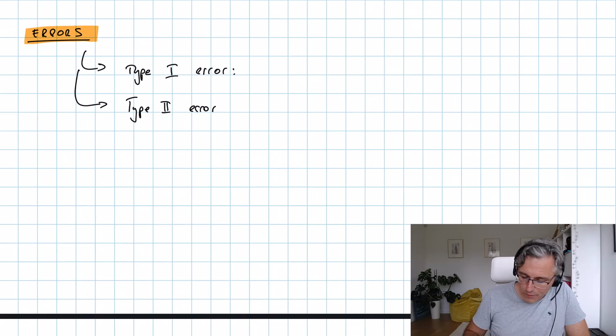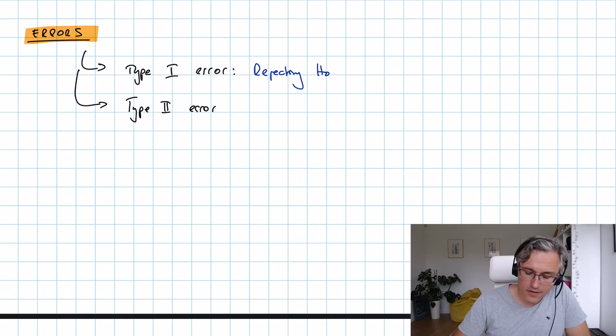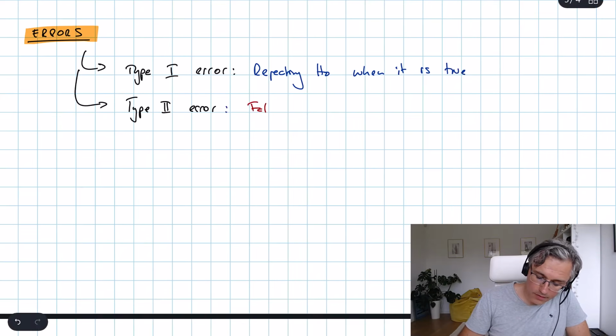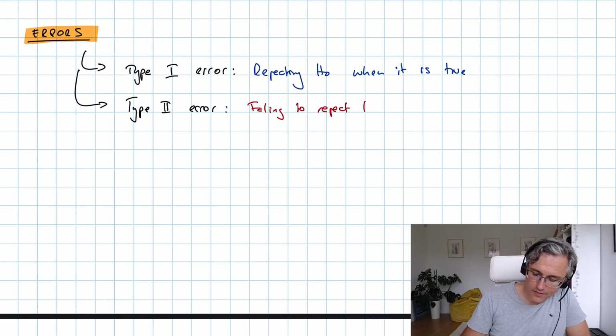Now, the type 1 error, which I've already mentioned, is rejecting H0, the null hypothesis, when it is, in fact, true. The second error is all about failing to reject H0 when it is false.